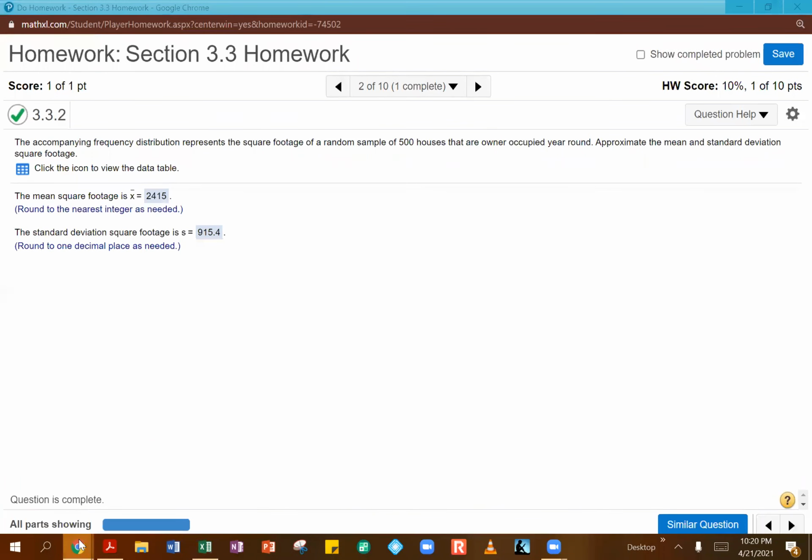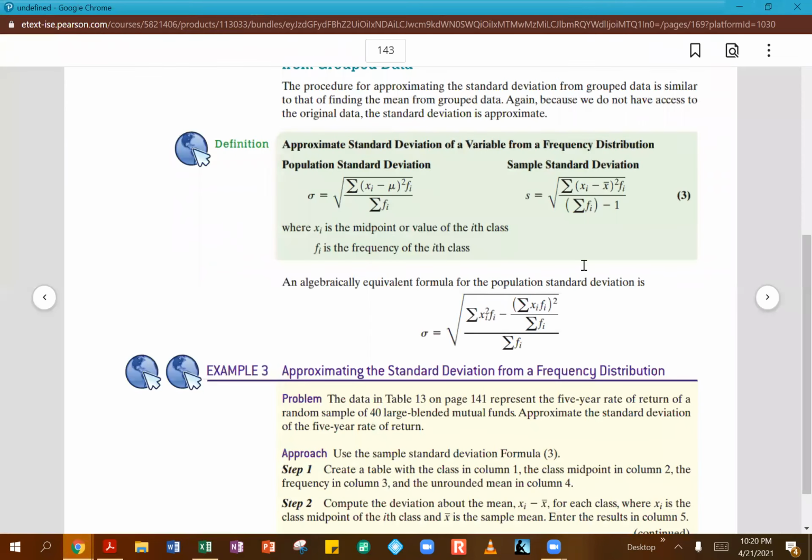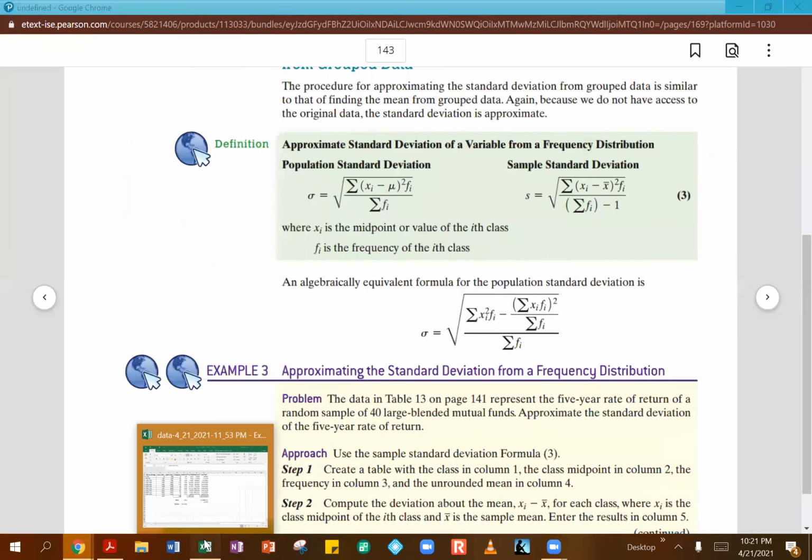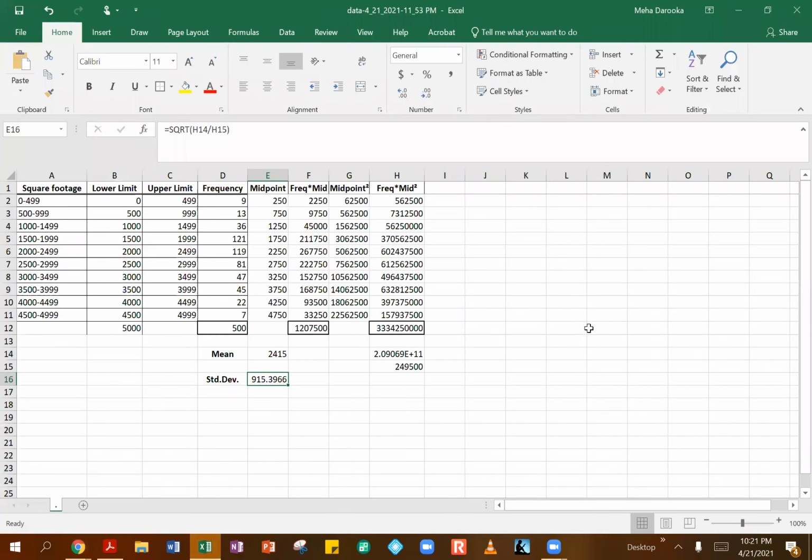Now, I just wanted to show you in case you want to use, let's say this formula over here from your textbook, the alternate version. So let's take a look at this one over here. We've actually done most of the work here. We already have this midpoint squared times frequency total. We already have the total of our midpoint times frequency column. So let's go ahead and see how we can use this formula over here.